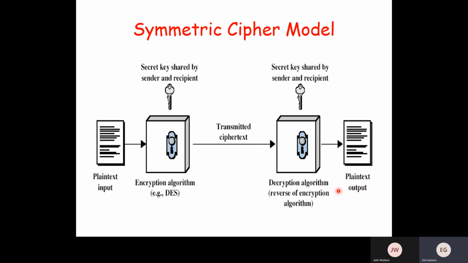So the receiver will have an algorithm to decrypt. This algorithm will have two inputs: a key, which is the same key that we share, and the ciphertext. And it will generate the plain text, which is exactly a copy of what the sender is sending. So this is the idea of a symmetric algorithm. It is called symmetric because we use the same key to encrypt and to decrypt.